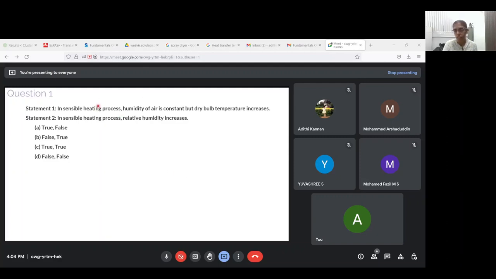So in a sensible heating process, you only increase the temperature of a product, you do not induce phase change. So increasing the temperature, let's say of water from 30 to 100 degrees, will be sensible heating. But the moment the water starts boiling and evaporating, it will no longer be sensible heating. So only when there is no phase change and an increasing temperature, you call it a sensible heating process.